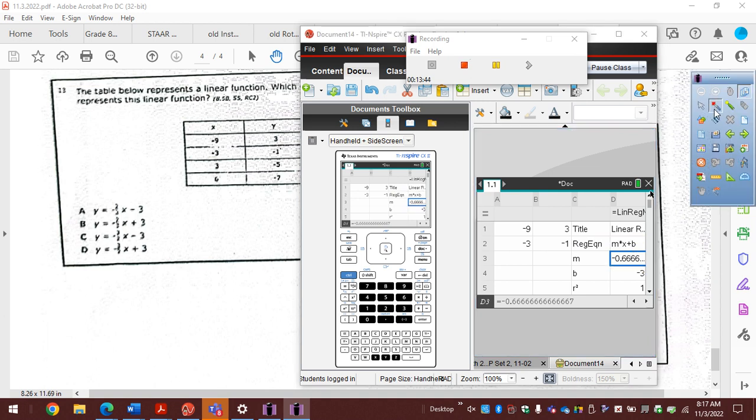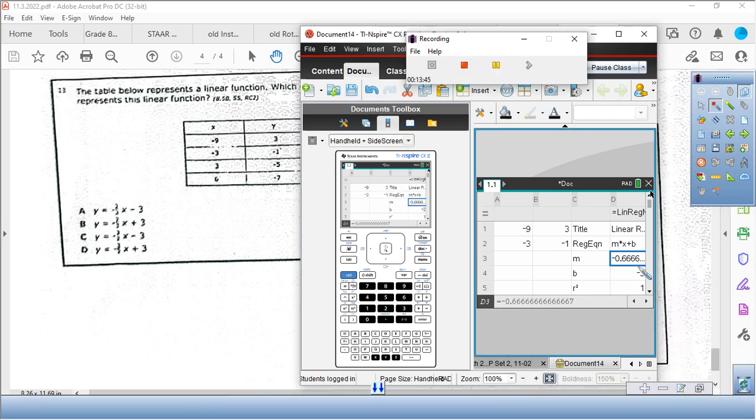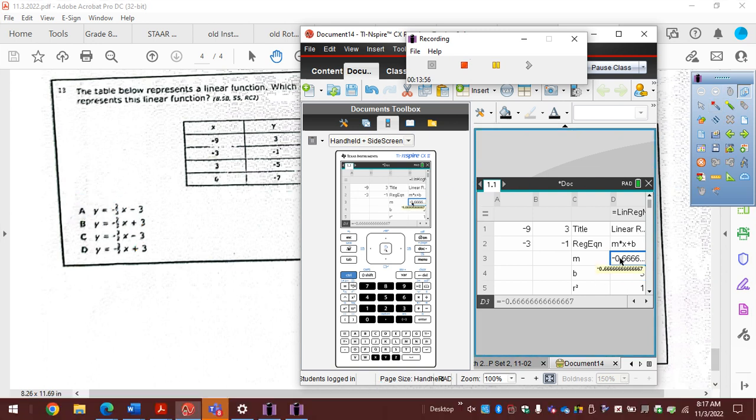I already know that from pre-K, I guess. I want to put a negative 3 for my y-intercept, so it's not that one, it's not that one, it's negative 2 over 3. A.